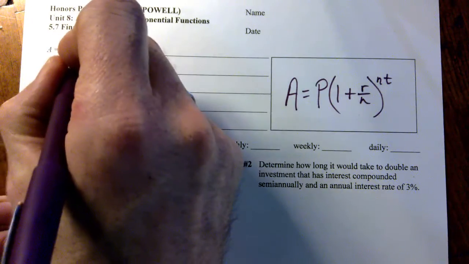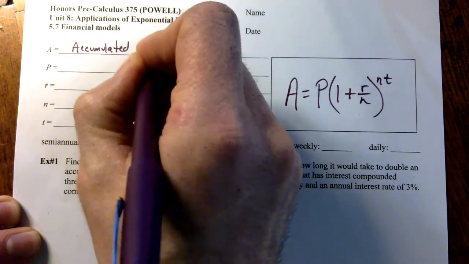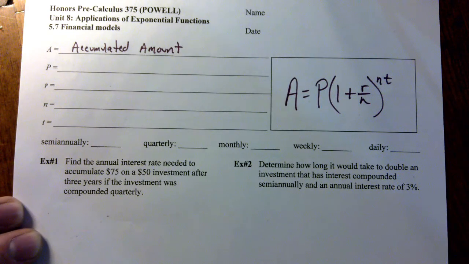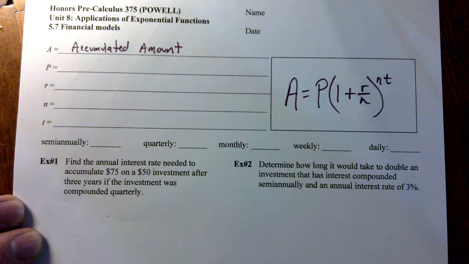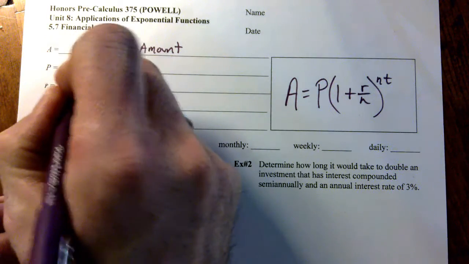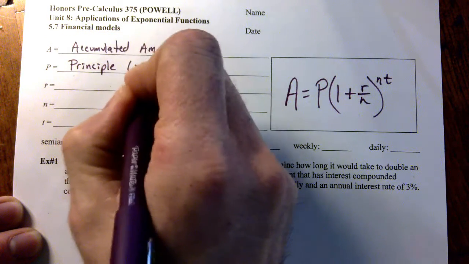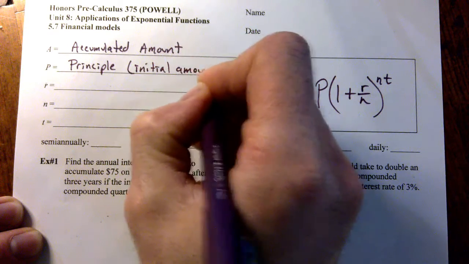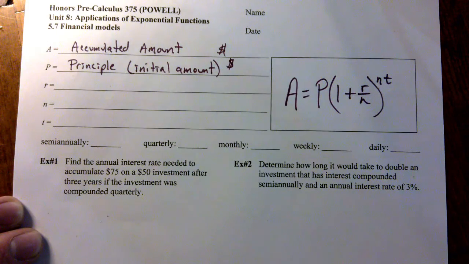A is going to stand for the accumulated amount. We don't have these just filled out for you because we think it's important to talk through them and make sure you understand it. The accumulated amount, the total amount after an investment, all right? And then P stands for principal. That is the big word in math, initial, so the initial amount. And obviously, with both of these, we are talking about money here, okay?